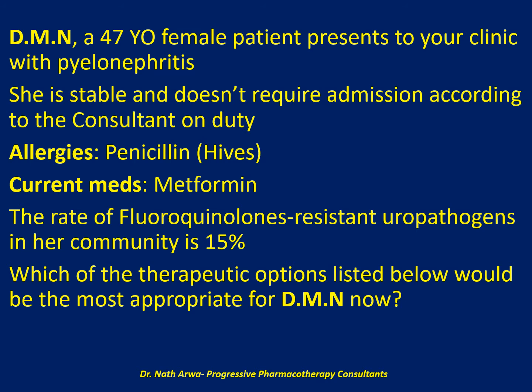Next question reads, Mrs. DMN, a 47-year-old female patient, presents to your clinic with pyelonephritis. She is stable and doesn't require admission according to the consultant on duty. She is allergic to penicillins, and the last time she took them, she had hives. She currently takes metformin, and the rate of fluoroquinolone-resistant uropathogens in her community is 15%. So my question to you is, which of the therapeutic options listed below would be the most appropriate for Mrs. DMN now?